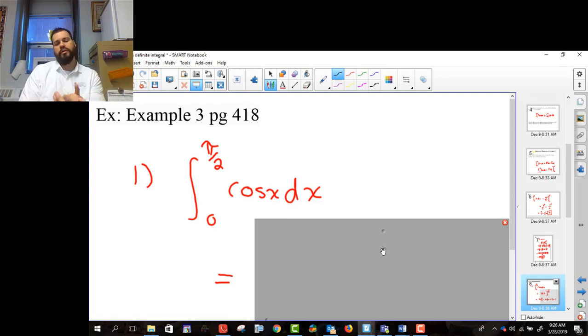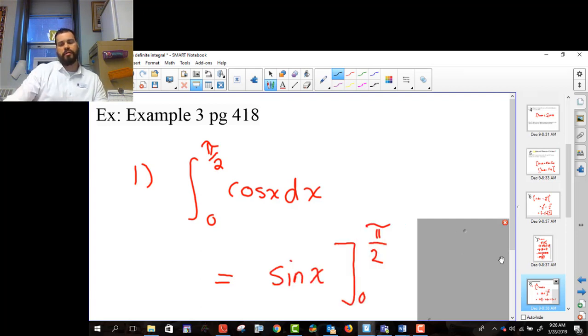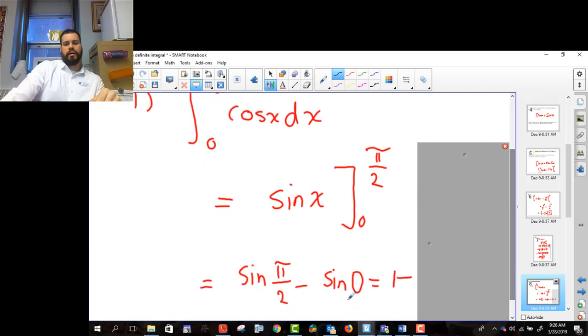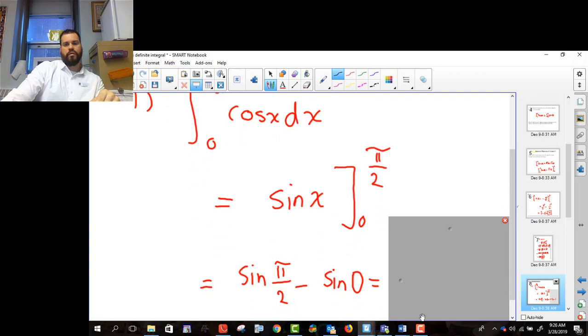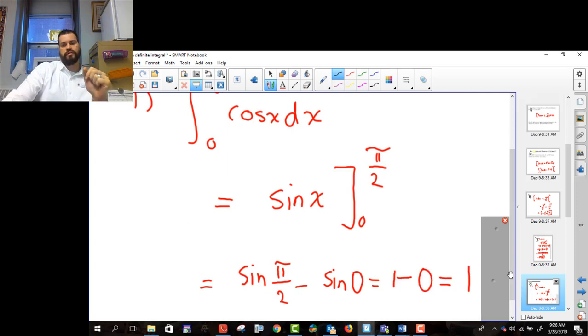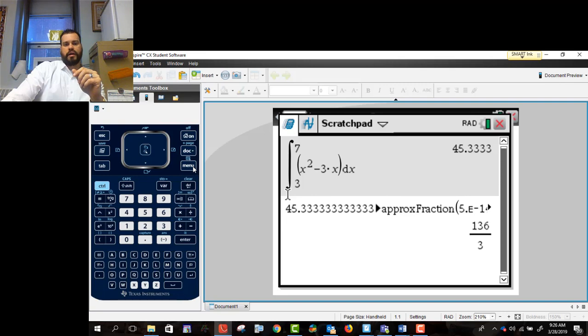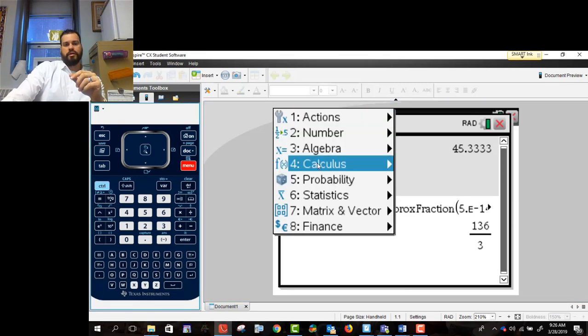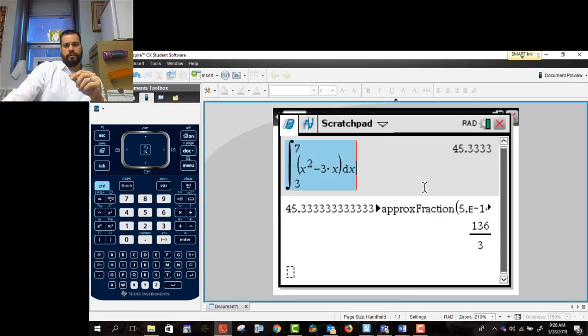So here's another example. I have cosine x, so I integrate that, I get sine x, and then it's sine x from 0 to pi over 2. So I plug in pi over 2, and I plug in 0. When I plug in pi over 2, I get the sine of pi over 2, which is 1, and when I plug in 0, I get sine of 0, which is 0. So my answer comes out to 1. And again, on your calculator, you can check that. All you have to do is make sure you're in radians, okay?